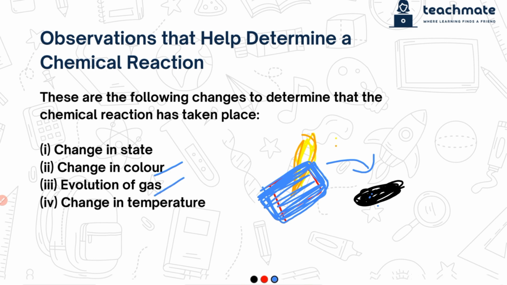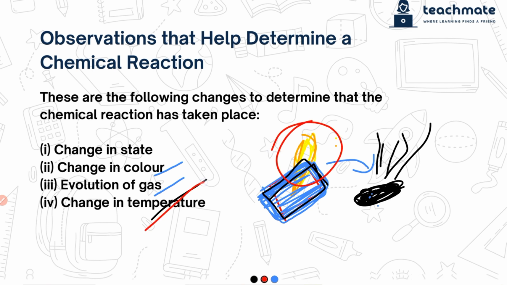Evolution of gas: while burning you can see black fumes rising, right? When a paper is burning, while producing the ashes, black fumes or some fumes will be there. Then change in temperature: if you're burning this paper, the surrounding will be hot. So change in temperature is also there.